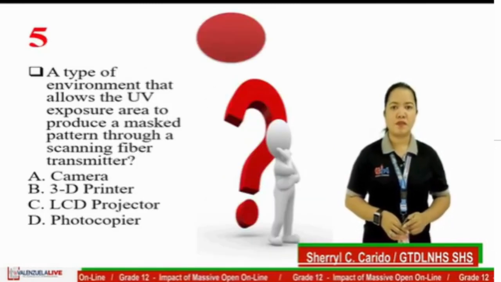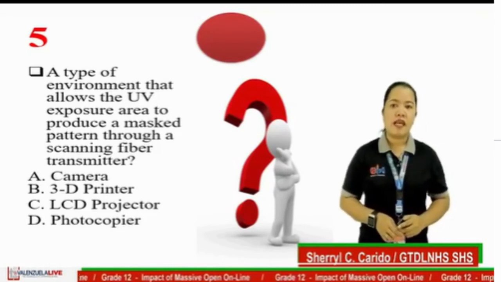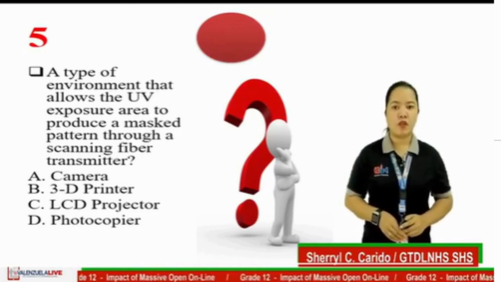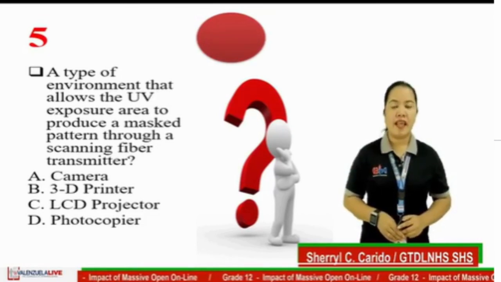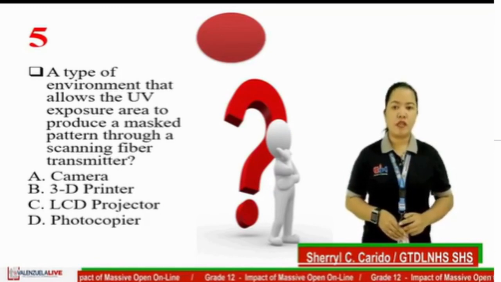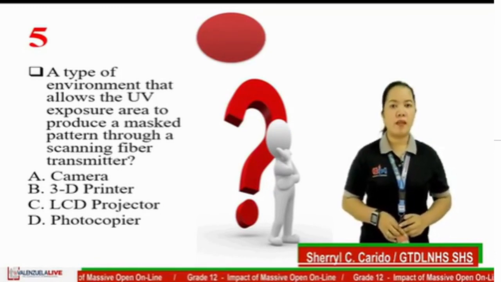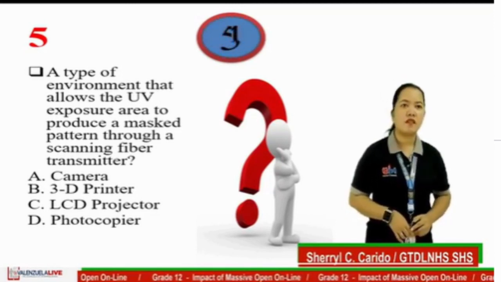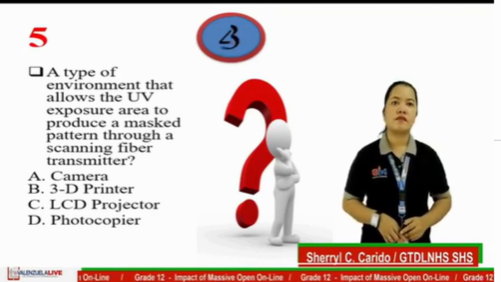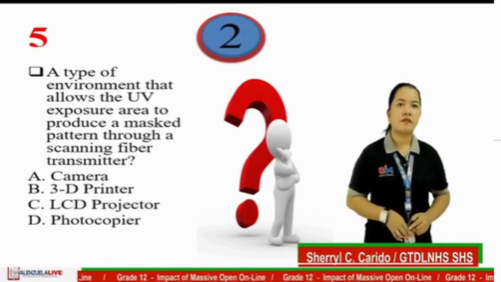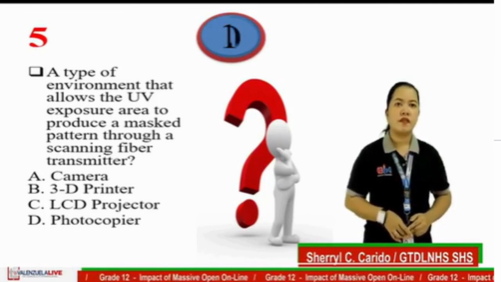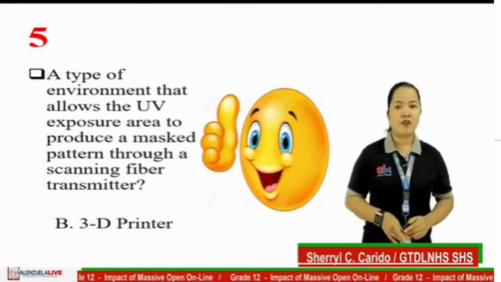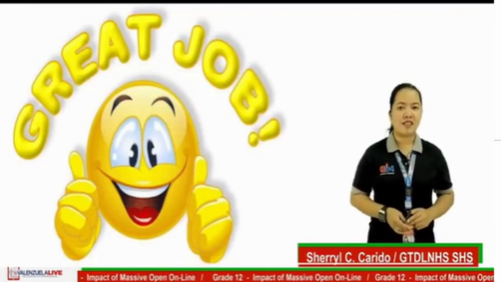Hologram. For the last question, a type of environment that allows the UV exposure area to produce a mask pattern through a scanning fiber transmitter. A. Camera. B. 3D printer. C. LCD projector. Or D. Photocopier. Your 5 seconds starts now. Time is up. The answer is letter D. 3D printer. Great job, grade 12 students.